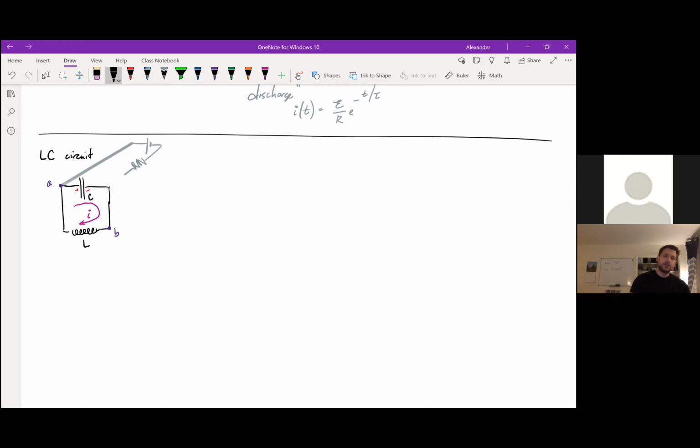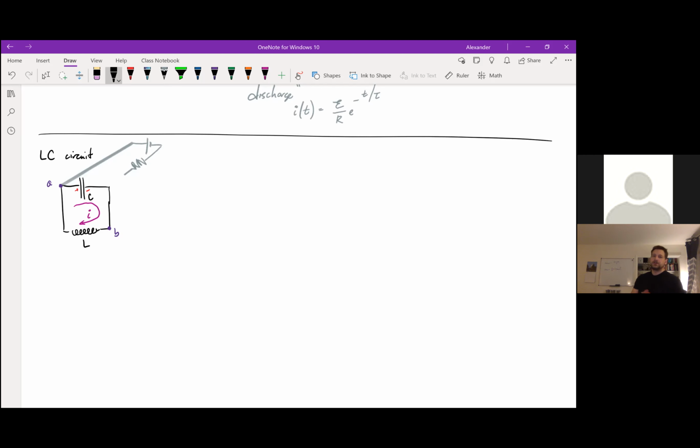All right, so I'm setting up a sort of sloshing story between fully charged capacitor and instantaneous zero current, and fully running current, maximal current, with no net charge on the capacitor, and back and forth. Let's see what the math looks like.